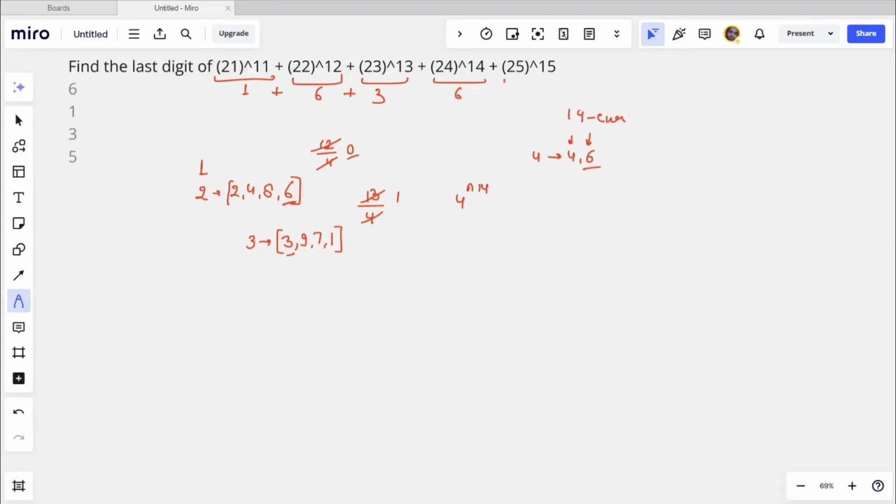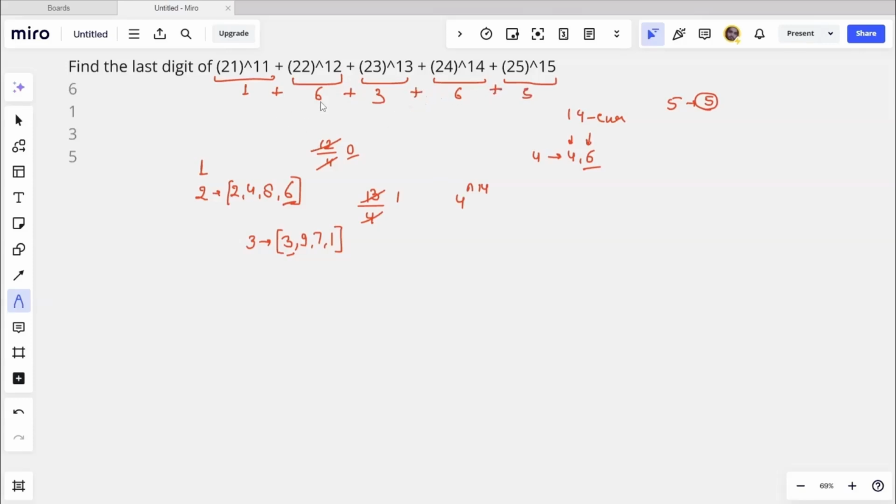Now let's solve this expression. We do not need to solve it, because if the unit digit is 5, it doesn't matter what the power is. The resultant value will always be 5. So we will keep this sign as it is.